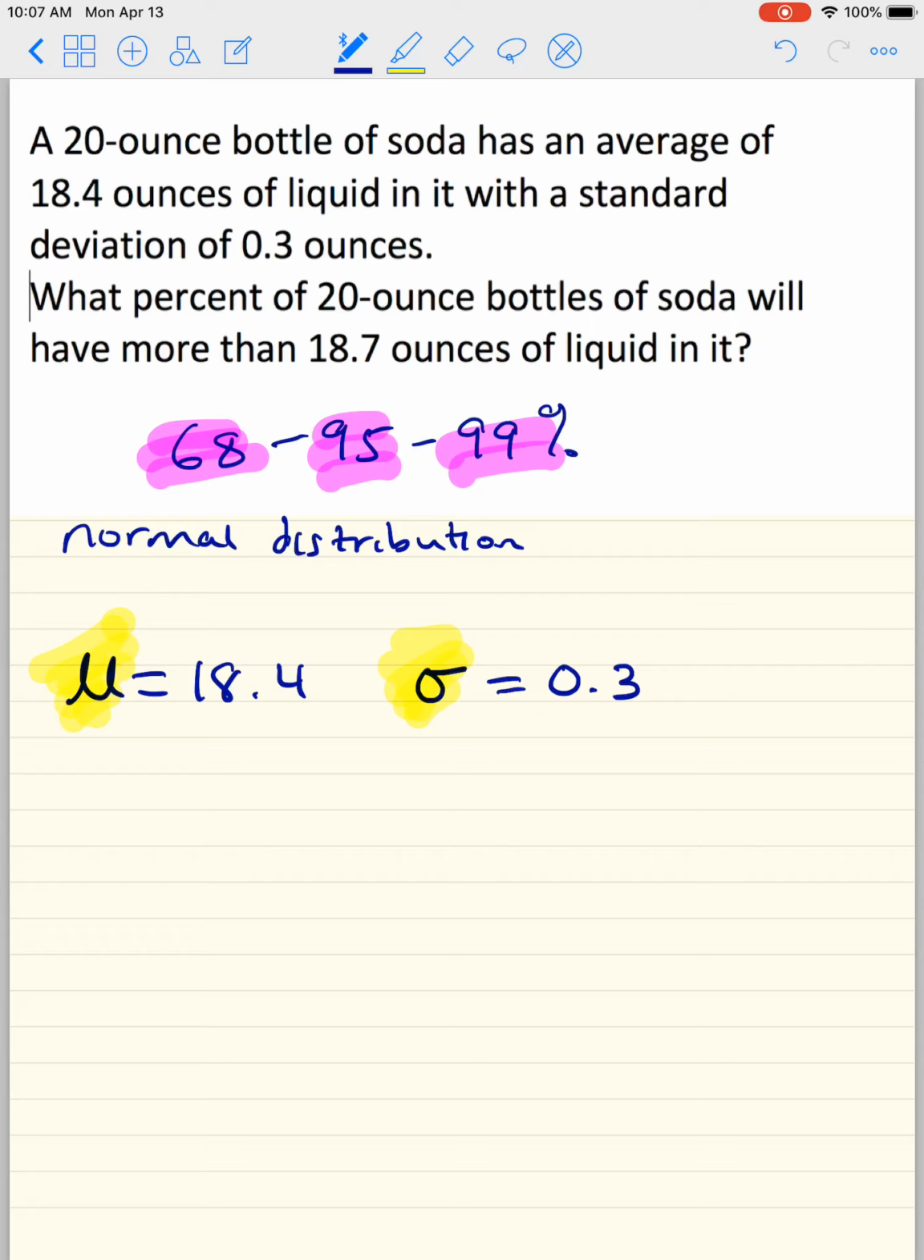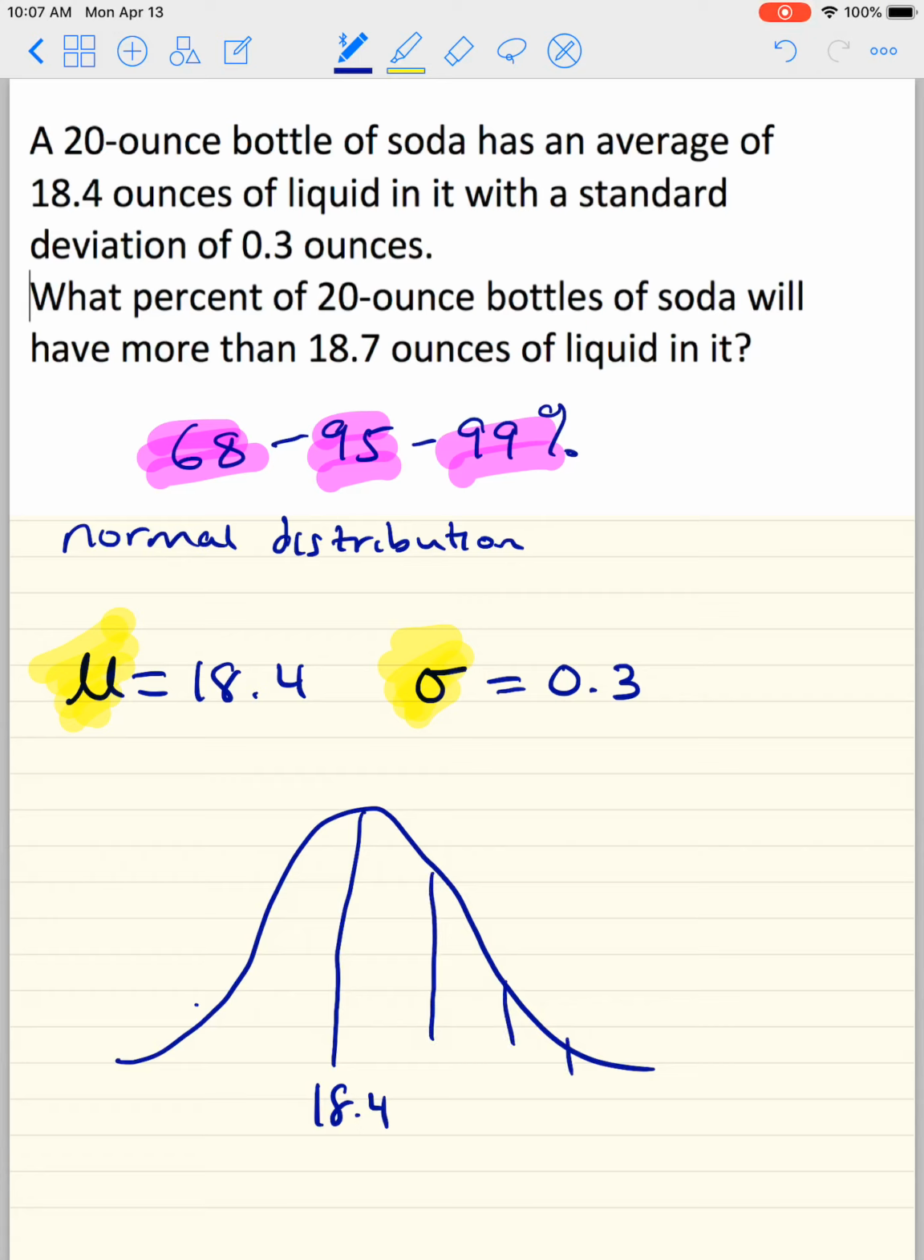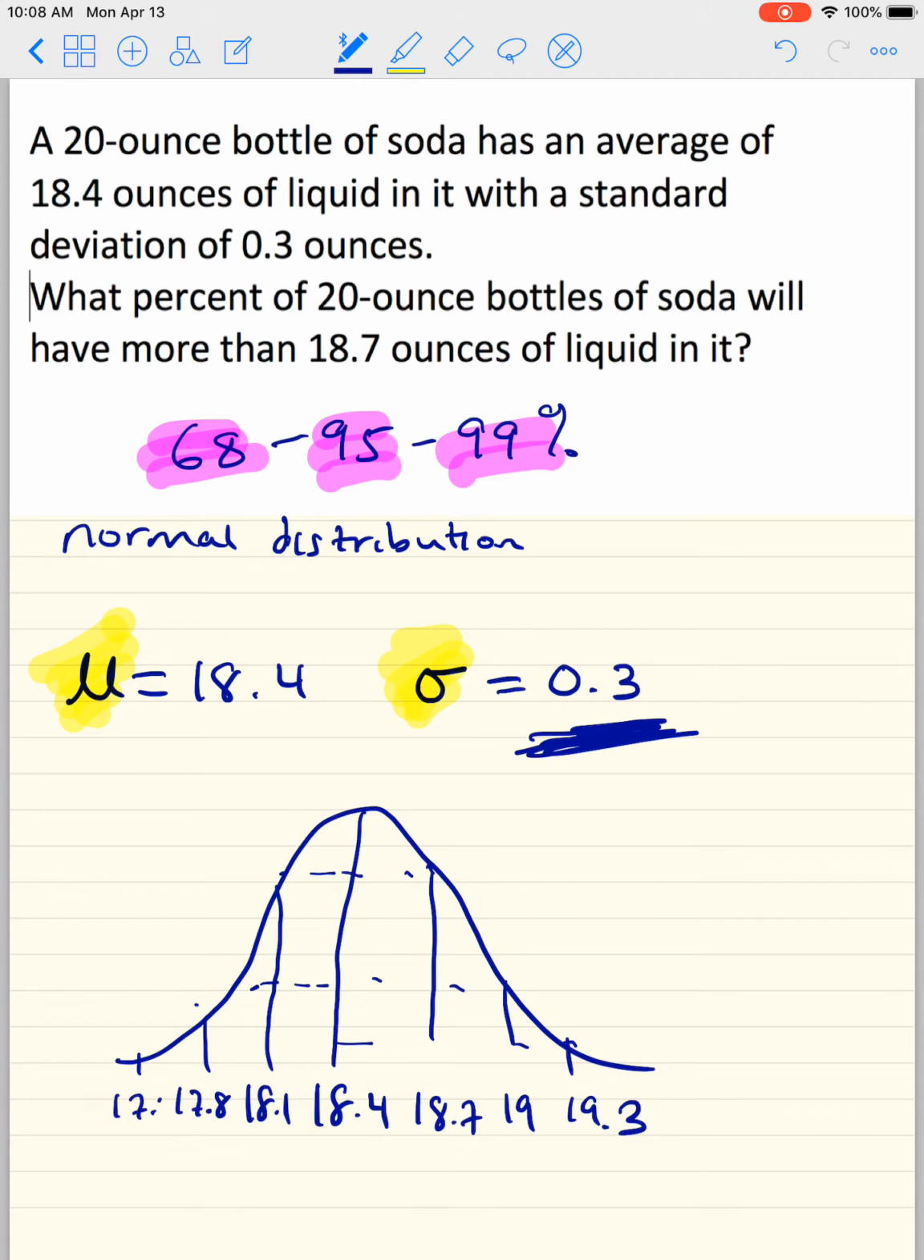Then what we're going to do is the following. We are going to draw this normal curve. Sorry about my drawing. I'm going to put 18.4, and then I'm going to add 0.3 3 times. You take this standard deviation and you add it 3 times. So that's 18.7, that's 19.0, and that's 19.3. And then this is symmetrical, so I'm just going to take it away 3 times. So that's going to be 18.1, and that's going to be 17.8, and that's going to be 17.5.